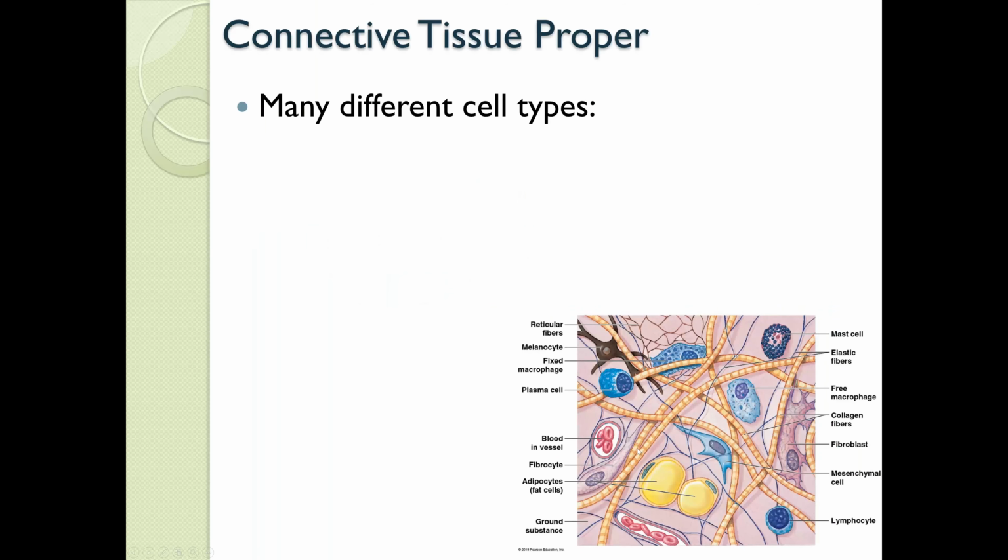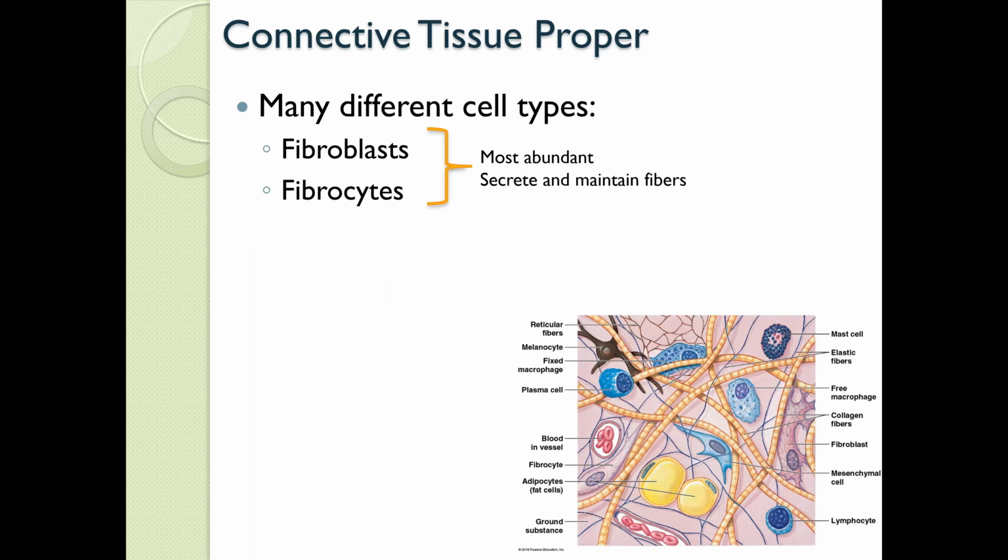So connective tissue proper is composed of many different cell types. First, there are the fibroblasts and fibrocytes. These are the most abundant. Fibroblasts secrete the fibers that you find in connective tissue, and we'll see what these fibers are on the next slide. And fibrocytes maintain the fibers. So fibroblasts secrete them, fibrocytes maintain them. And of these two, fibroblasts are always present in connective tissue proper.